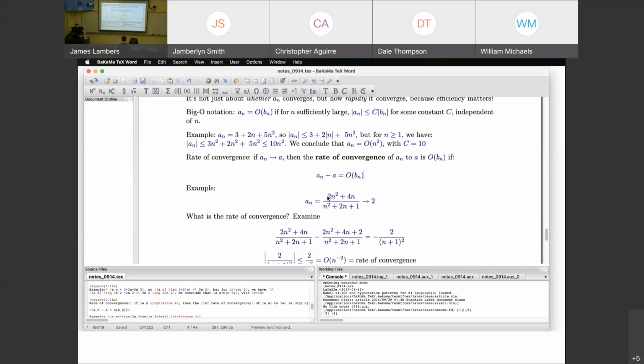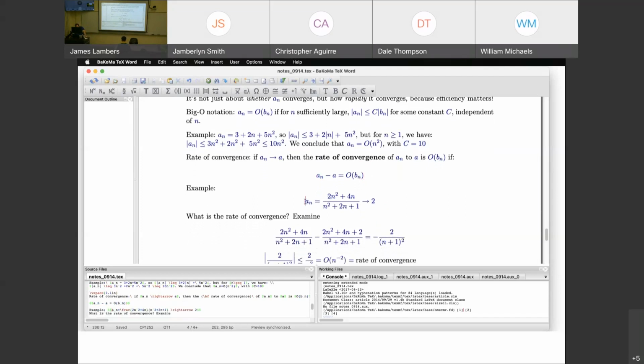So here's an example right here of a sequence a_n. This sequence converges to 2 as n goes to infinity. And you can figure that out in different ways. For example, you can use L'Hopital's rule. Or you can divide top and bottom by n squared and simplify and conclude that it goes to that value.